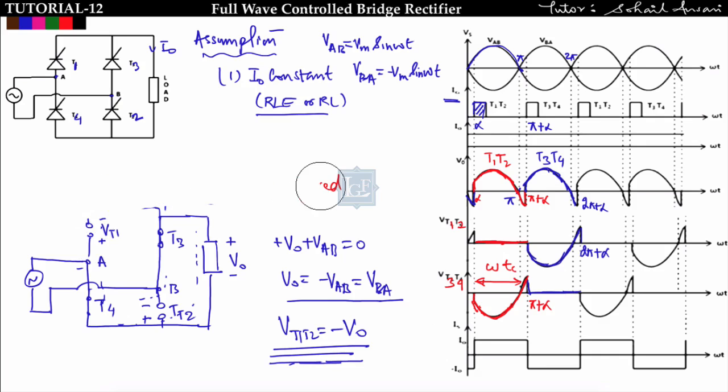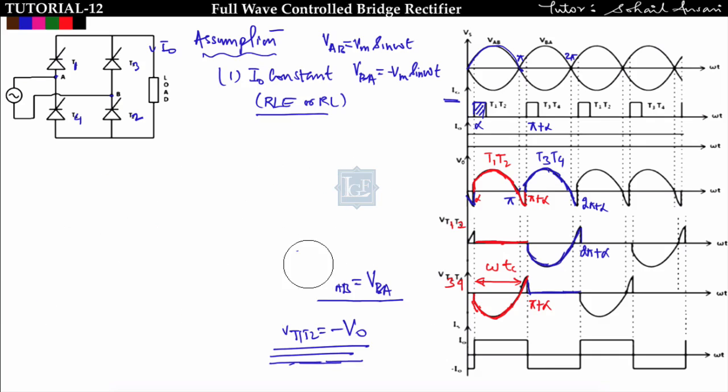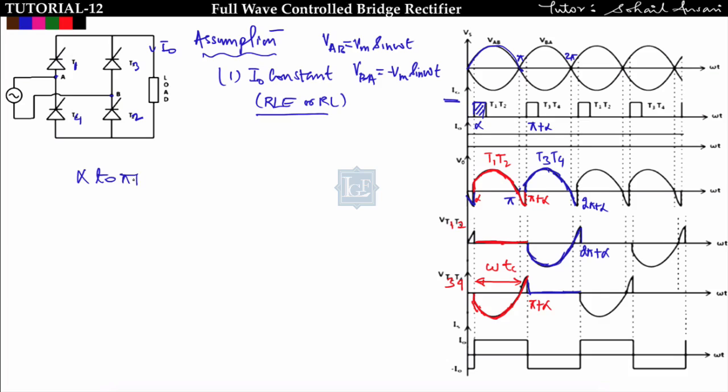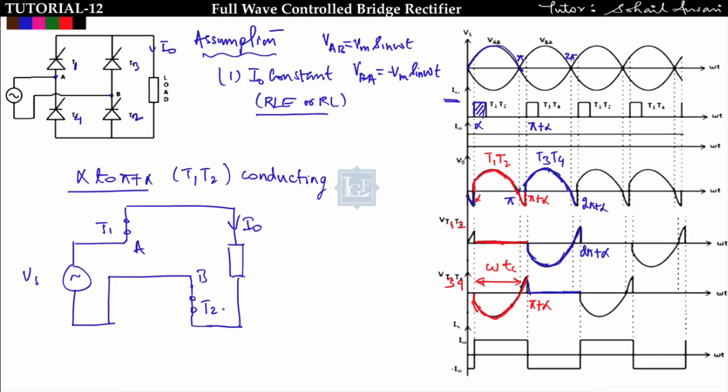Now if I talk about the source current, how the source current will look, see here. From alpha to pi plus alpha, which thyristors are conducting? T1 T2 are conducting. So if I have to draw the equivalent circuit, it will look somewhat like this. This is the source current. From alpha to pi plus alpha, the source current is nothing but I naught only. So Is is equal to I naught, which means the source current will follow the load current.